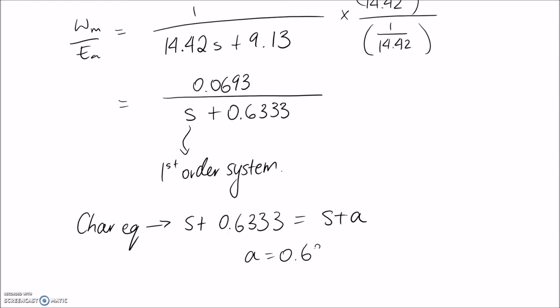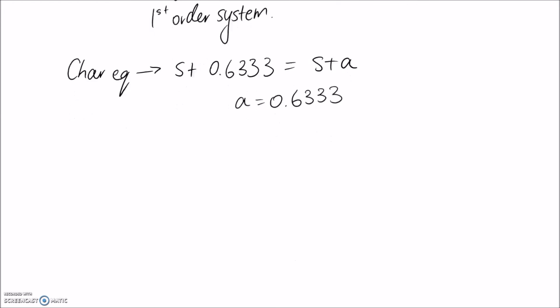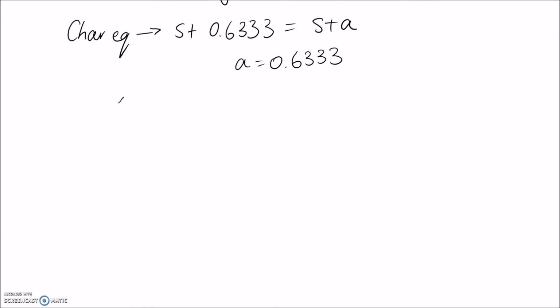So A equals 0.6333. Now we know that for a first order system, the time response is governed by the parameter tau, which is the time constant. And we can get it from our characteristic equation because it's equal to 1 on A. So if you work it out, tau is about 1.579. So now we just need to use this to get each of the different properties we're looking for.